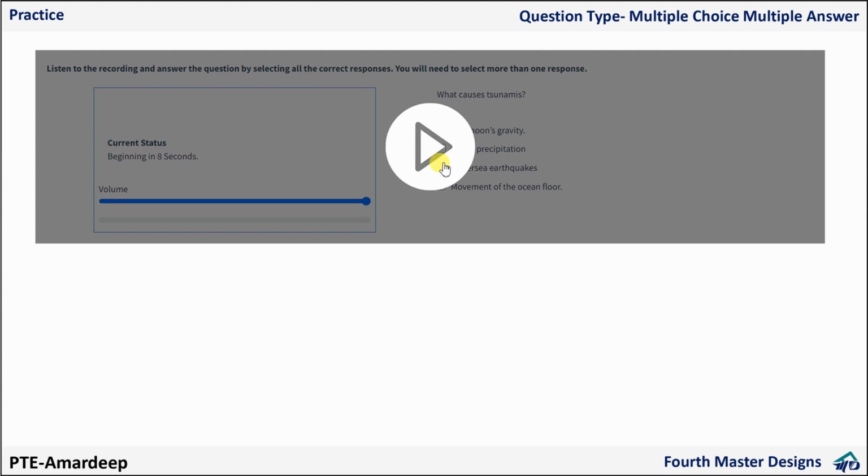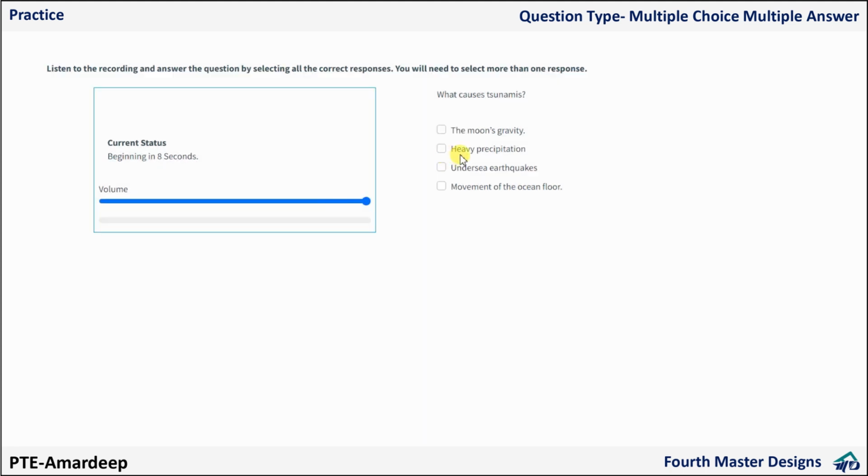So here we are with our first question. I will play the audio. So the question is, what causes tsunami? The moon's gravity, heavy precipitation, undersea earthquakes, and movements of the ocean floor.